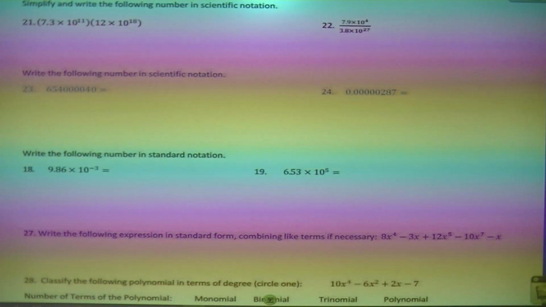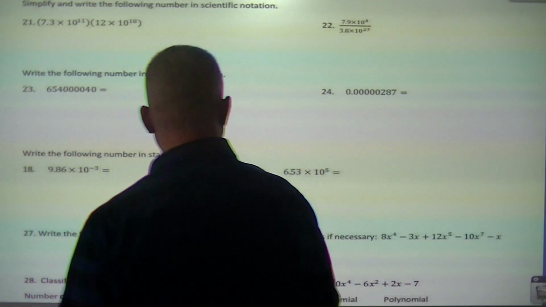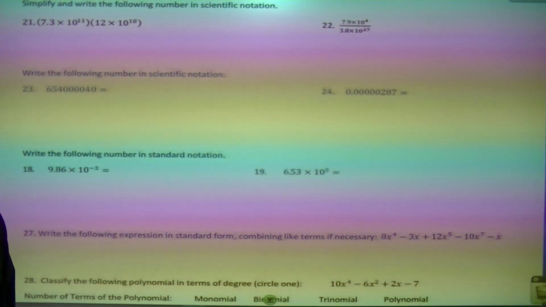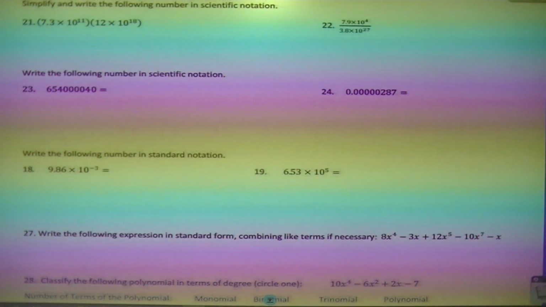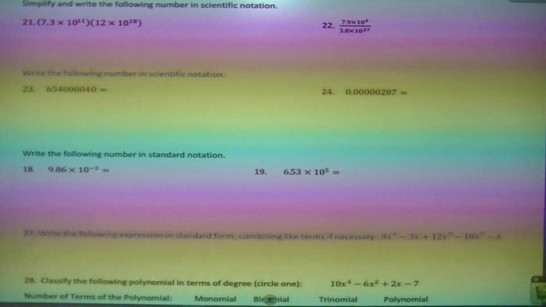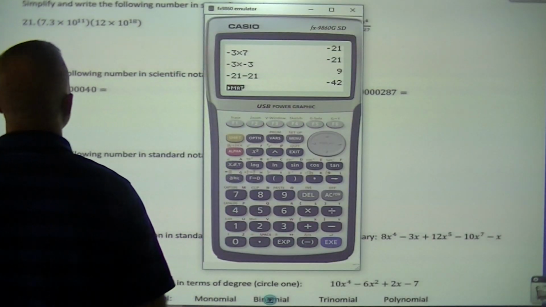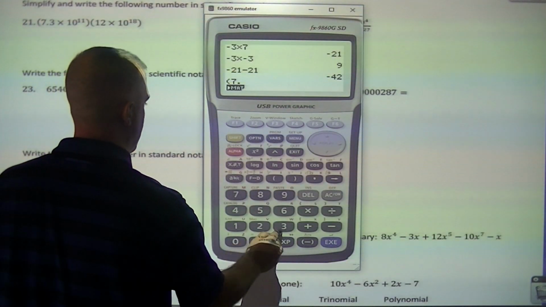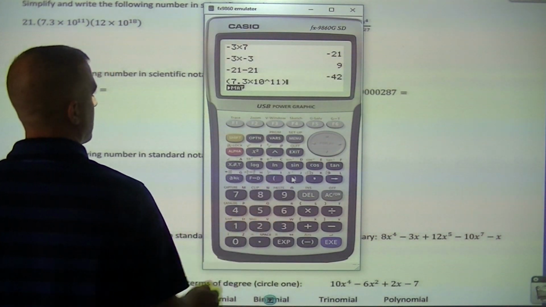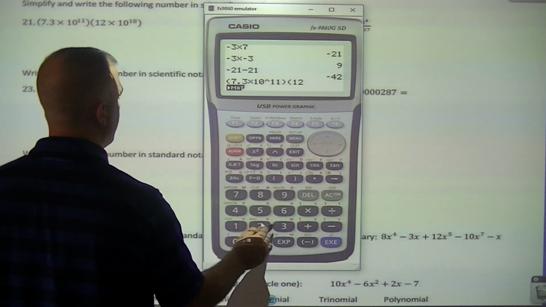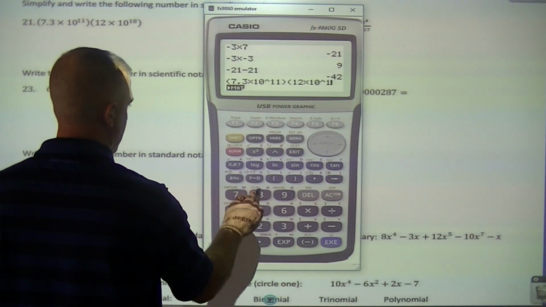All right, going on to the last problems, some scientific notation stuff and some classification stuff. Okay, all right, the scientific notation, let me make sure you can see that. Yeah, you can. Great. So we're just going to use our calculator here for this. So that's going to be 7.3 times 10 to the 11th power, close the parentheses, that's 12 times 18 times 10 to the 18th power.